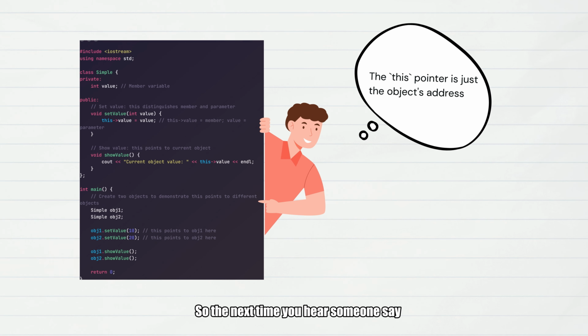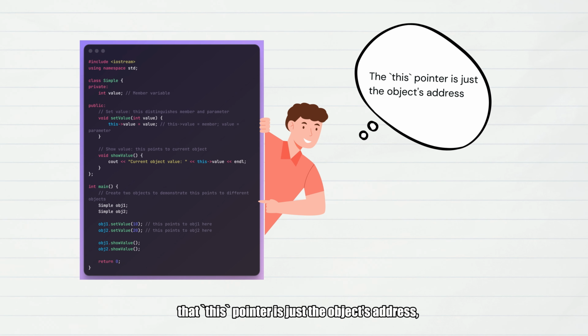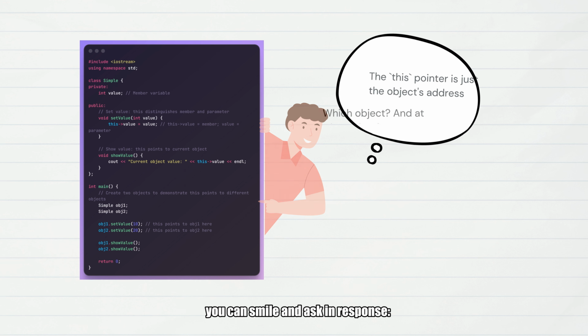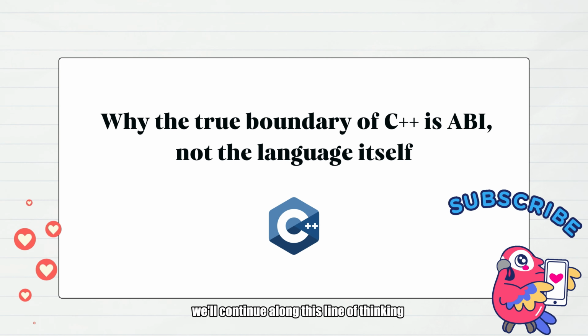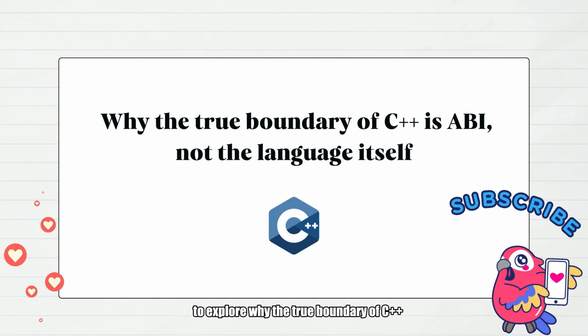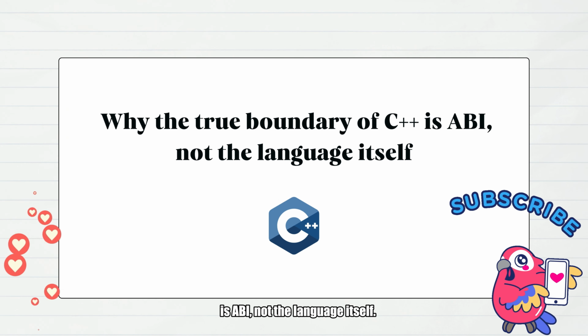So the next time you hear someone say, this pointer is just the object's address, you can smile and ask in response, which object and at what offset? In the next video, we'll continue along this line of thinking to explore why the true boundary of C++ is ABI, not the language itself.